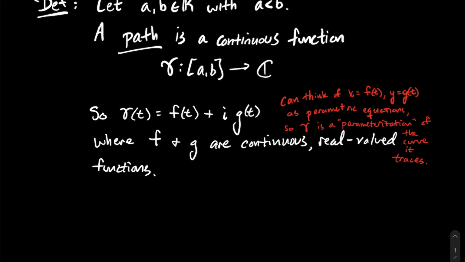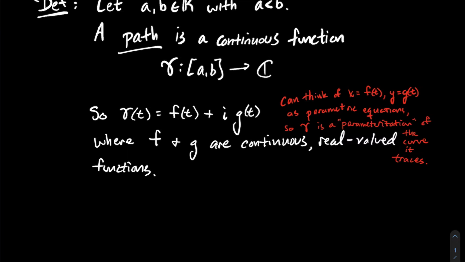Anyway, if you want, you could think of x, the real part, as f of t, and you can think of y as the imaginary part, g of t. So I've just got these two parametric equations where x and y are both functions of t. And so maybe another word for path is that we're just parameterizing a curve. This is some parameterization of a curve that this function gamma traces.